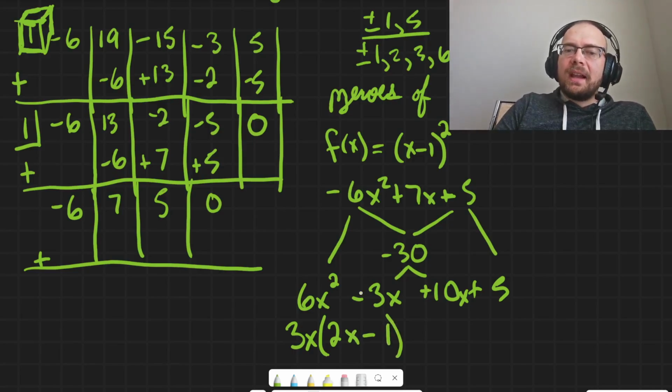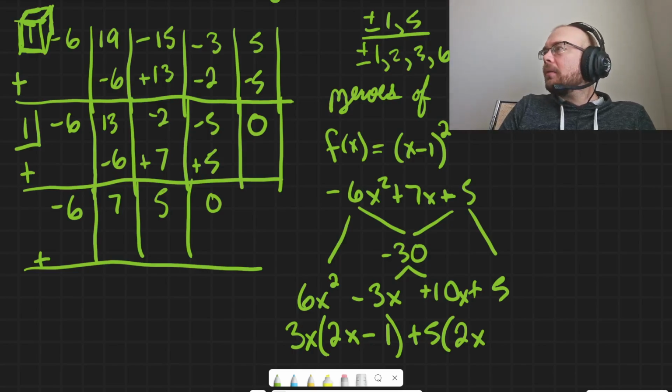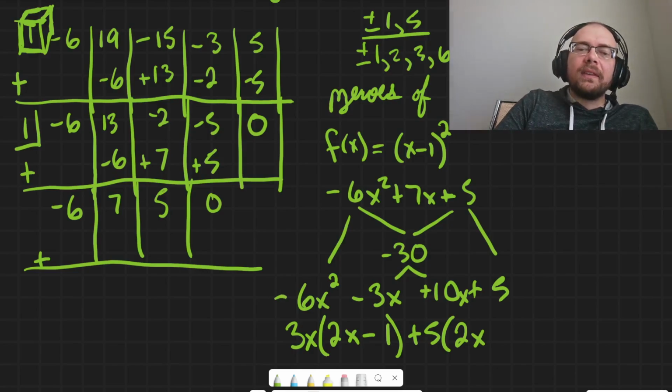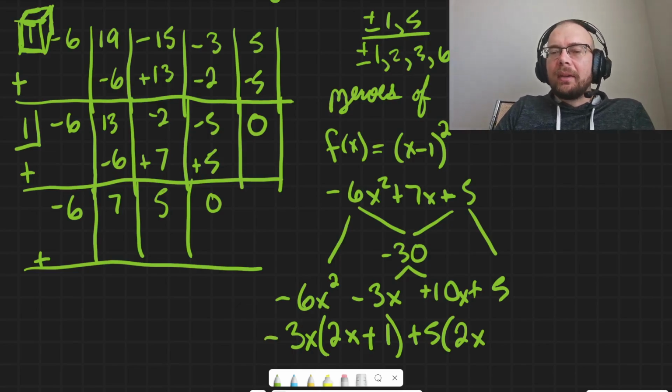So I'm just taking out the greatest common factor of the first 2, and then I'll take out the greatest common factor of the second 2. Should that have been a +5 or a -5? Hold on. -3, +5, +5, -30. Wait a second. What's going on here? Oh, I didn't put the negative in front of the 6. There we go. Okay. Because I'm not getting 2x minus 1. I'm getting 2x plus 1.